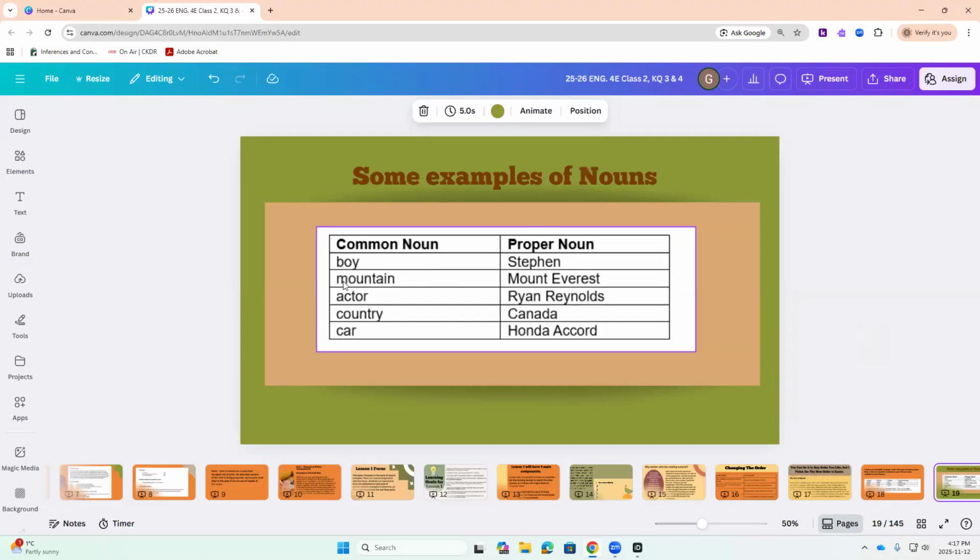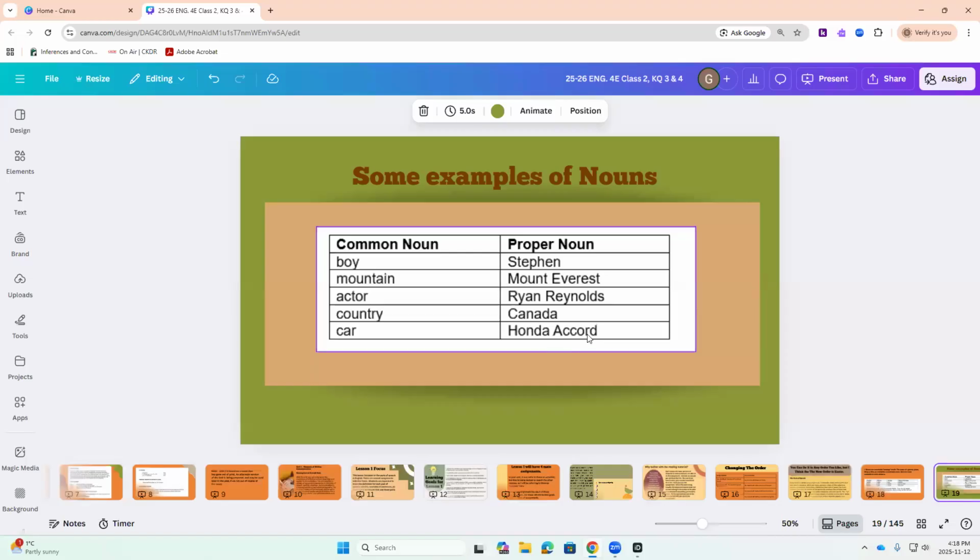Mountain, small m, Mount Everest, big M, big E. Actor, any actor, right? I'm not being specific there. Ryan Reynolds, that's a specific name of an actor, and I use capitals on his first name and his last name to show that it's the name. Country, any country, right? It's generic. Or I could be talking about Canada, which is a proper noun and so has a capital C. Car, could be talking about any car, that's a common noun.